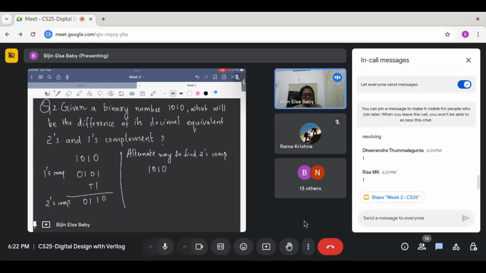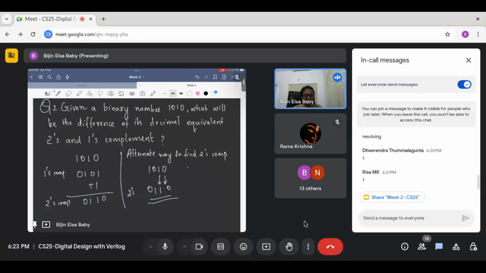You have the binary representation. Start from the LSB. So 0 you can write. Till the first one, you have to write it the same as the input number. 0, 1. After this 1, you have to take the complement. So this will be 1, this will be 0. So this is the 2's complement.